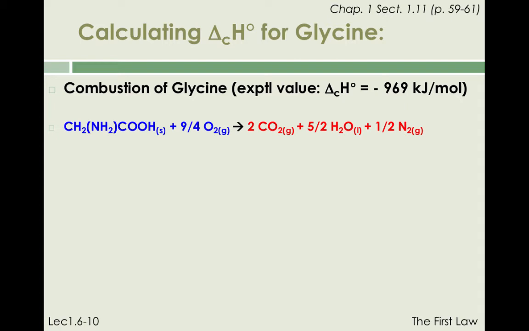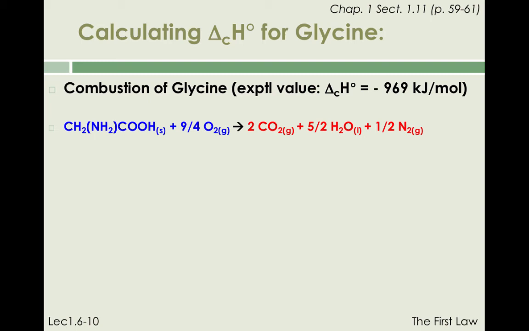CH2NH2COOH solid, plus oxygen O2 gas to yield CO2 gas, plus H2O liquid, plus N2 gas. Note that we form nitrogen since glycine does contain the element nitrogen. The chemical formula of glycine contains 2 carbon atoms, so we form 2 moles of carbon dioxide. The glycine formula contains 5 hydrogen atoms, so we form 5½ moles of water liquid.